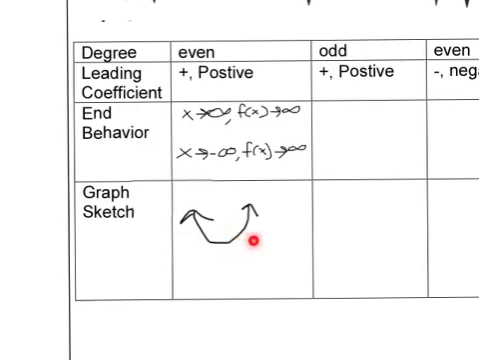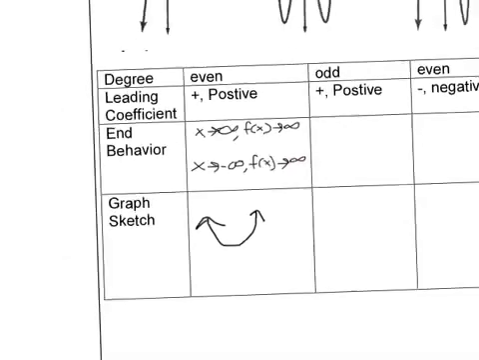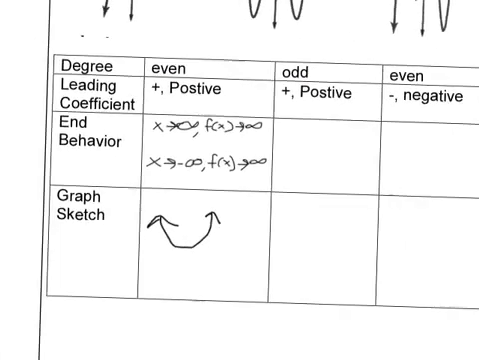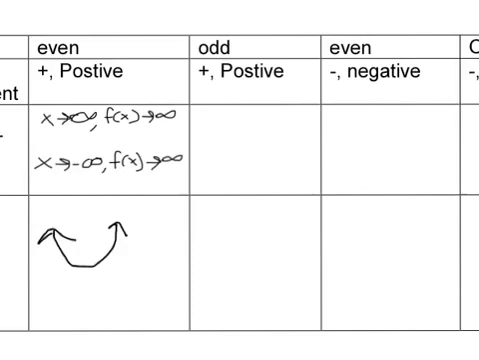As we go farther and farther to the right, it's going to keep going up. As we go farther and farther left, it's still going to keep going up. So that's what we mean by end behavior. So let's talk about if the function was odd and positive. So odd degree, but still positive leading coefficient. Well, we could sketch a little graph. It would probably look something like this.